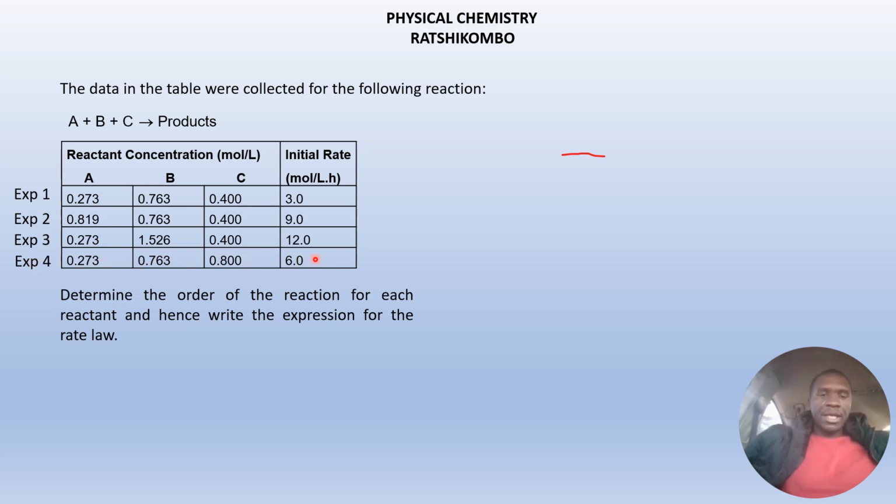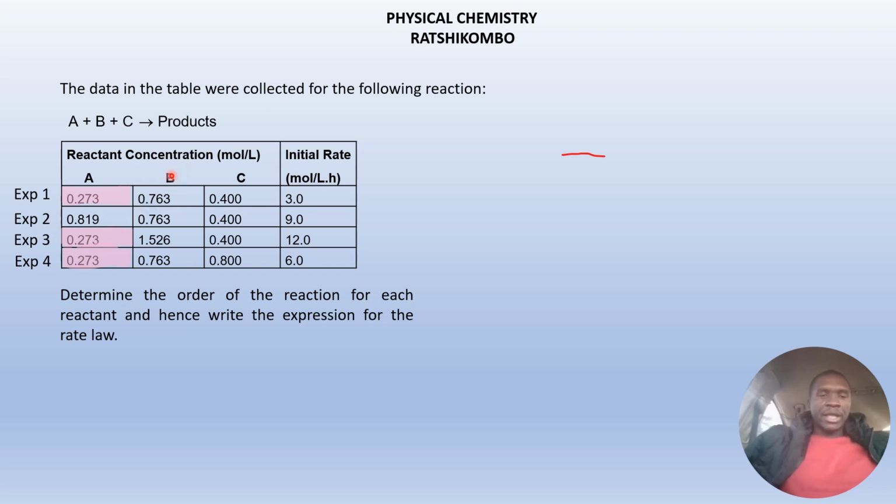These values here. So I want us to analyze this table in general. If you check the concentration of A for experiment 1, experiment 3 and experiment 4, it's constant. I'm saying it's constant because for experiments 1, 3 and 4, the concentration of A does not change. That's why I'm saying it is constant. You can see it's 0.273, 0.273, 0.273, except only on experiment 2, whereby it was 0.819.